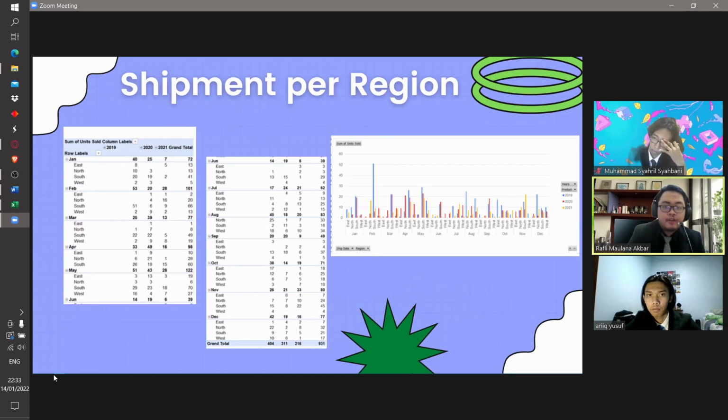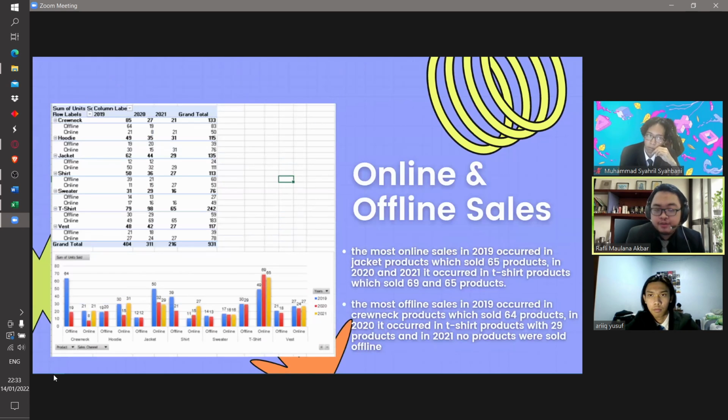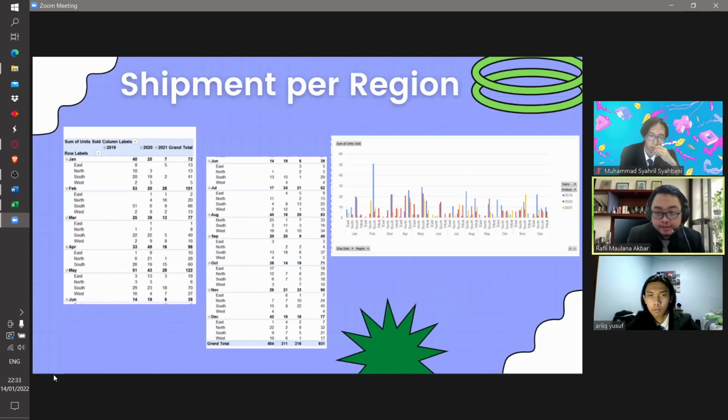And this is the table of our shipment per region. It shows the shipment for every region. Okay, you can move to the next slide.